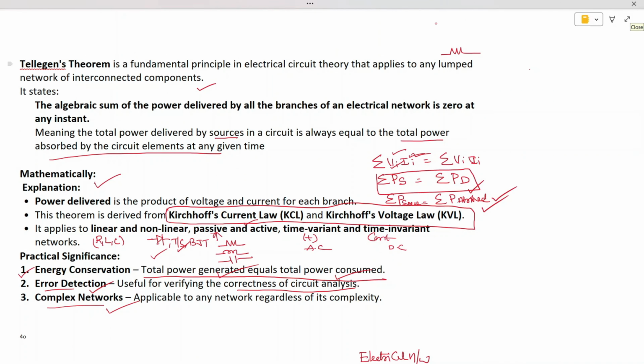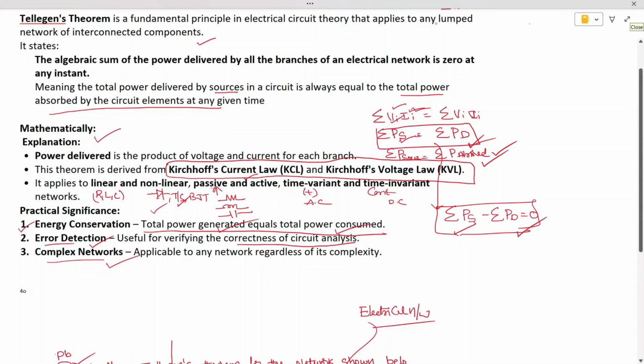So let's try to review the things. Tellegen's theorem is the fundamental principle of an electrical circuit. It is applied to RLC elements. Okay, so it says the algebraic sum of power delivered by the sources is equal to power consumed by the elements. This also we can write as the algebraic sum of power delivered by the sources minus the algebraic sum of power consumed by the elements will become 0. This can also be told the same way. The meaning is that the power delivered by the sources is equal to the power consumed by the elements.